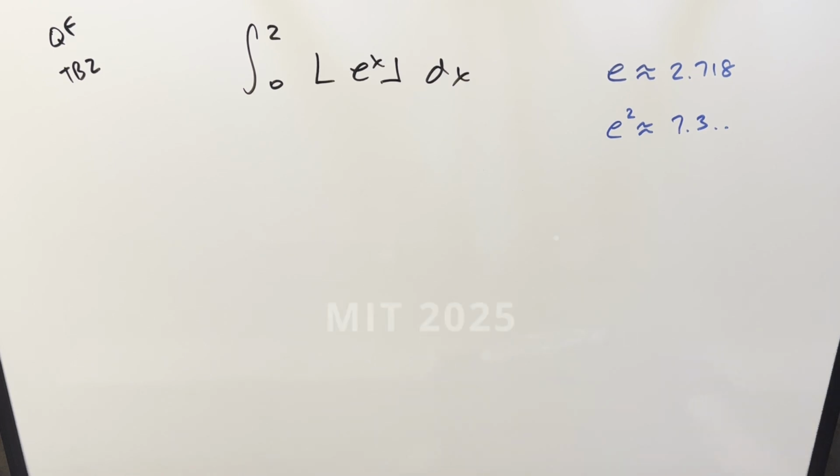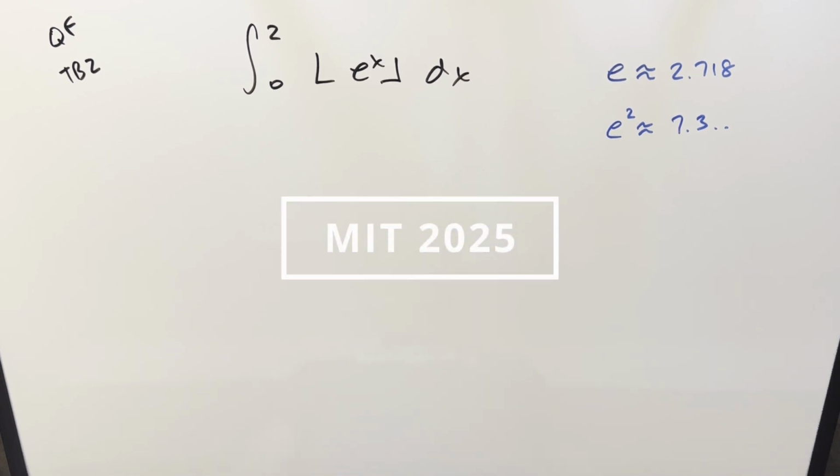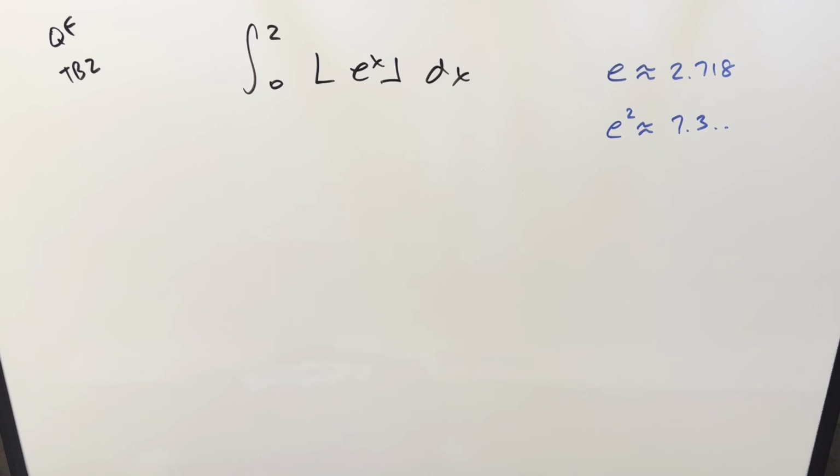Okay, we have here an interesting integral from the MIT Integration Bee 2025 Quarterfinals Tiebreaker number 2. We have the integral from 0 to 2, floor function of e to the x dx. And I already did a video on this. This is going to be method number 2.